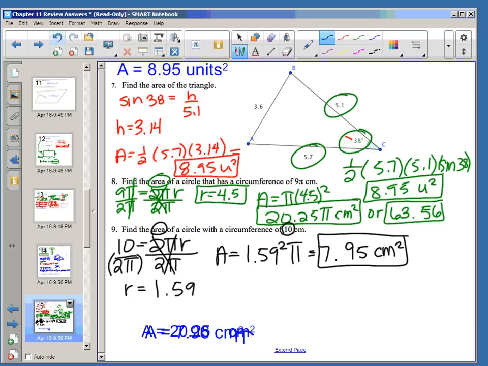So the slight difference between number 8 and number 9 is that my pi's cancel in number 8, so I'm left with a nice number, sort of, for a radius. This one, in number 9, I actually have to divide out the pi, so it's not going to be quite as nice of a number.